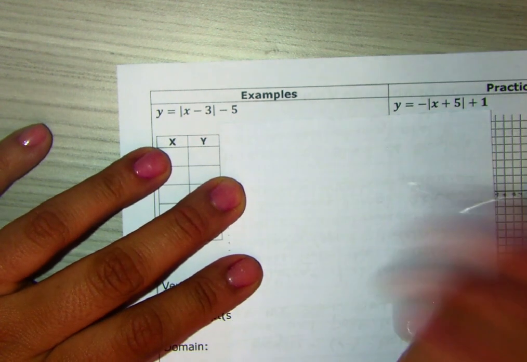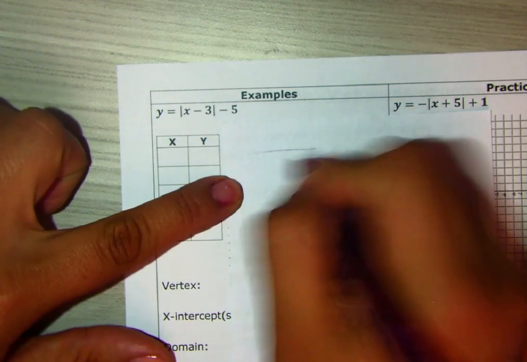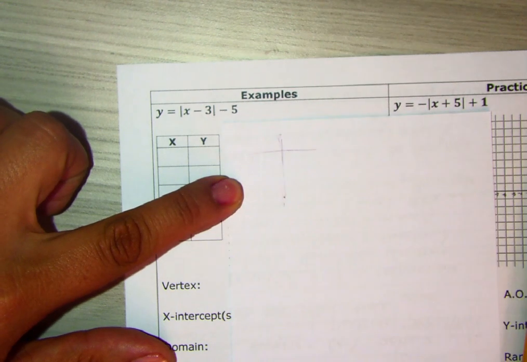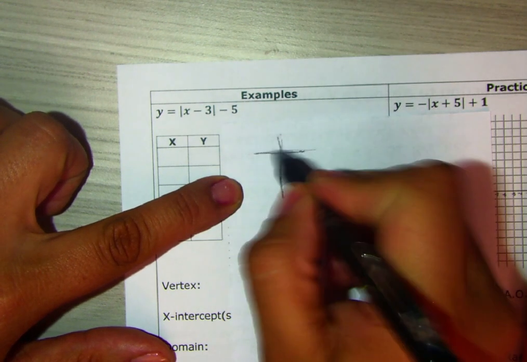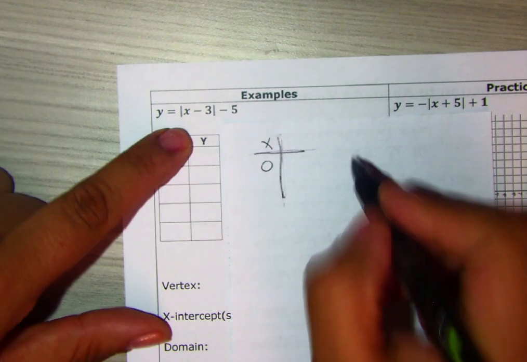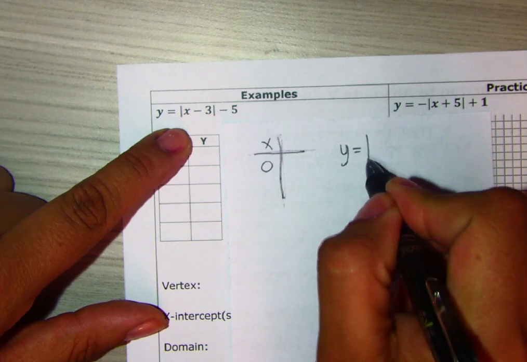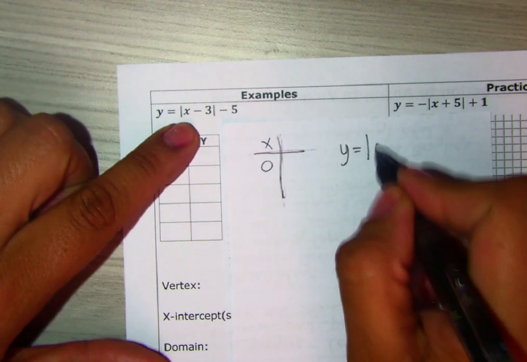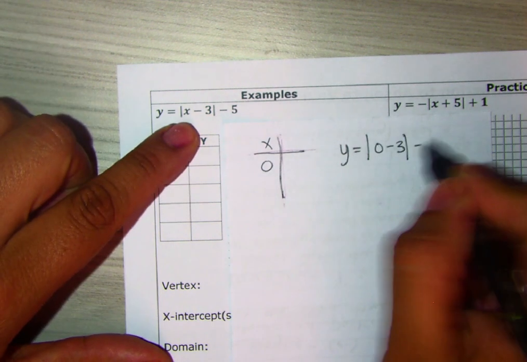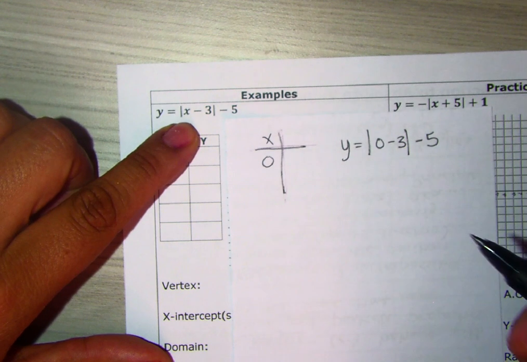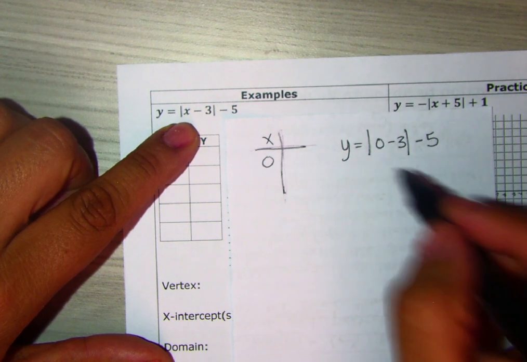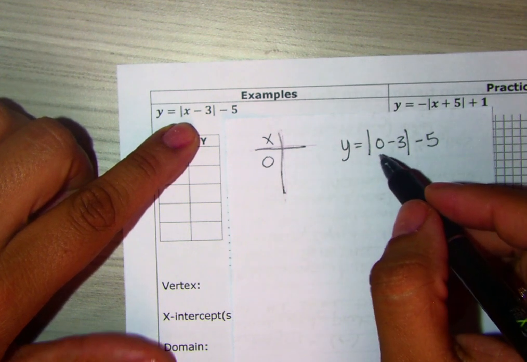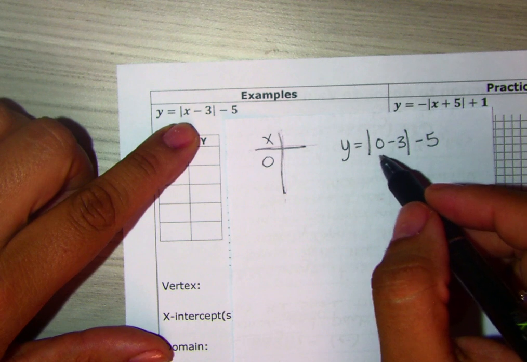Let's say we put a 0 in there. In the table, if I have 0 as the x, so y equals the absolute value of 0 minus 3, and then minus 5. And again, this is just a random x value that I've thought of, just to see what happens.